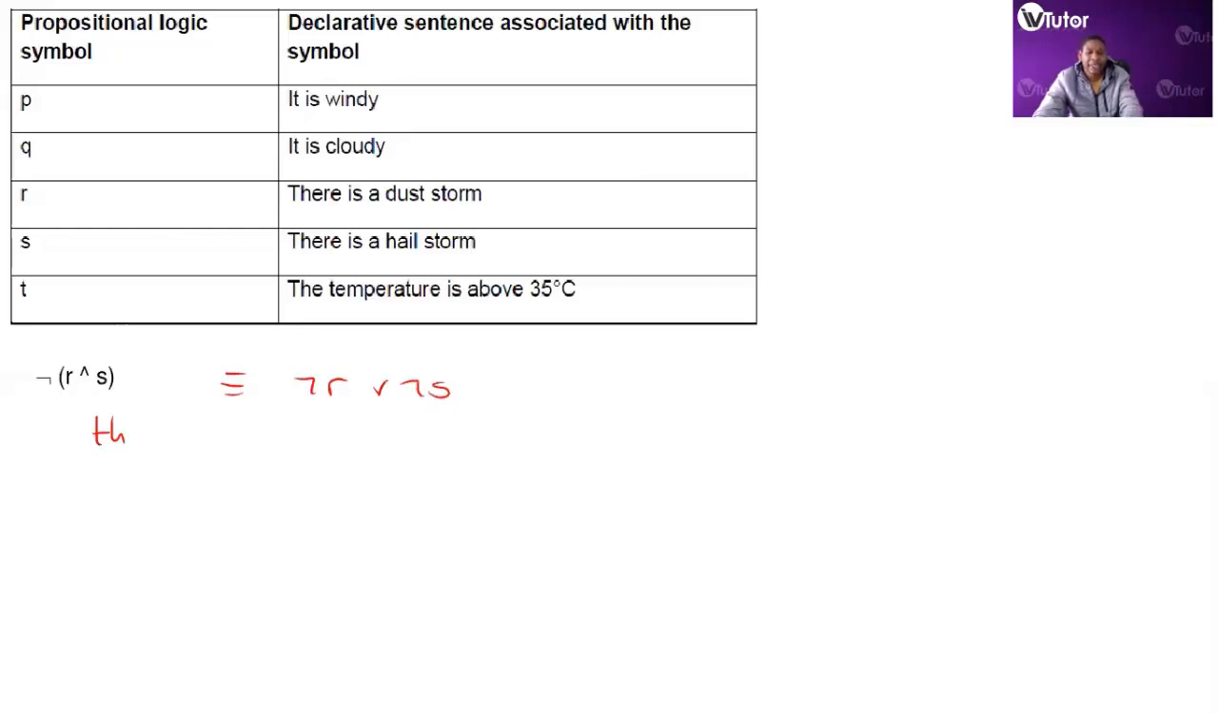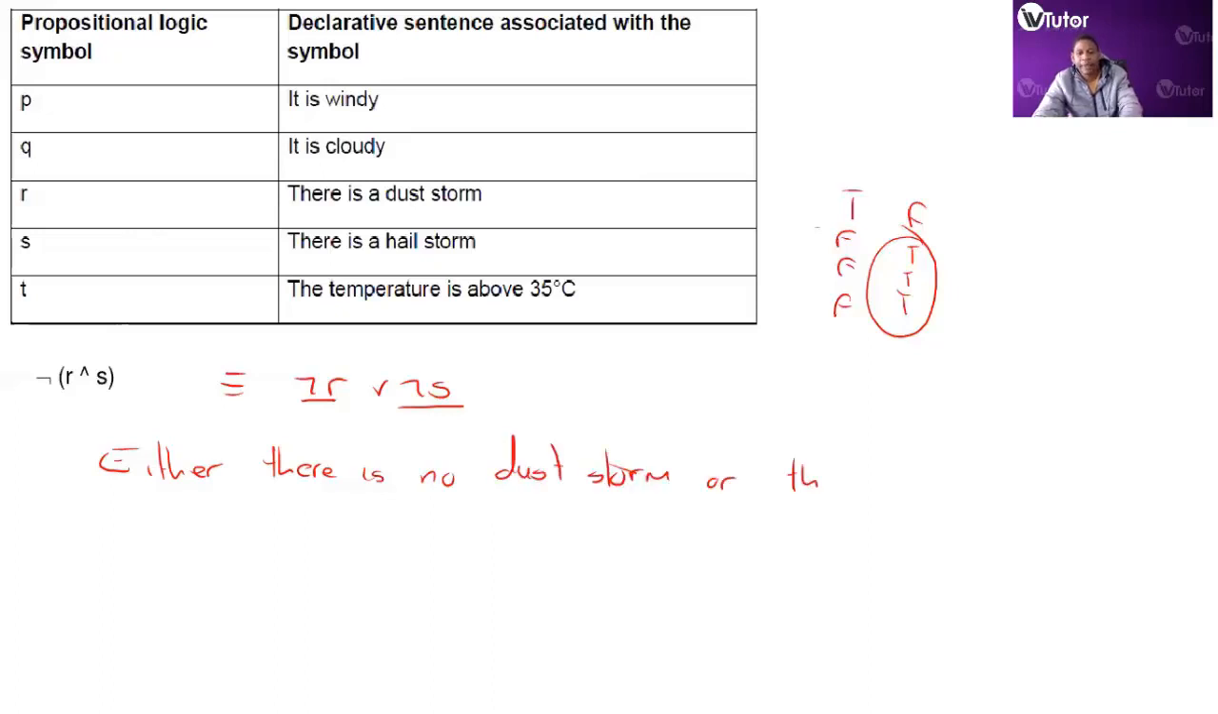So remember, R and S was true, false, false, false. This is true, true, true, false. It is true where one of them is true or none of them are true. So we see it's not that or not that. Either there is no dust storm or there is no hailstorm. This will be the perfect way to interpret this. So I'm saying either not this or not that.